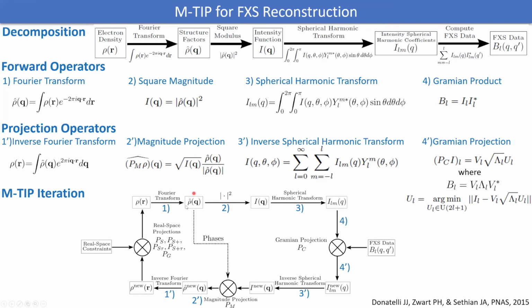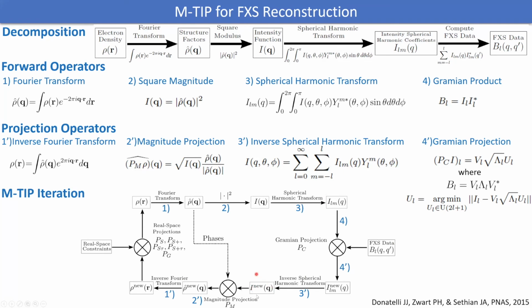We're computing its Fourier transform to get rho hat, then taking a square magnitude to get the intensity, and then a spherical harmonic transform to get these spherical harmonic coefficients I and Q. We then use the Gromov projection to project them to the closest thing consistent with the data, and then we start working ourselves backwards.